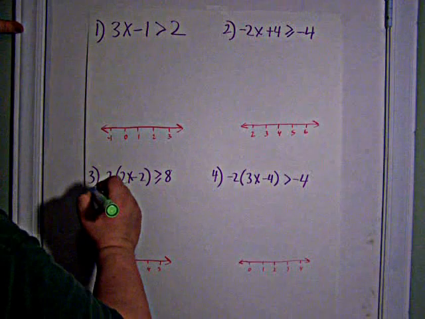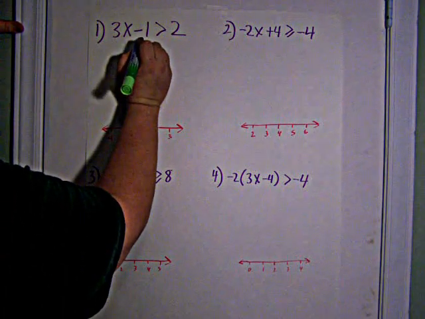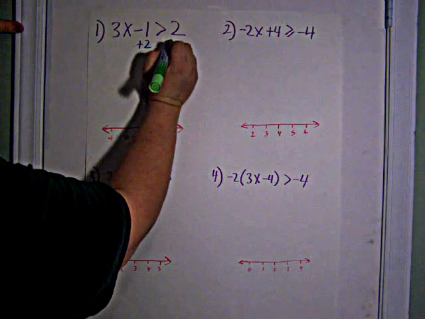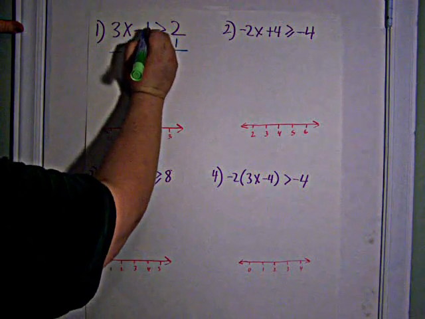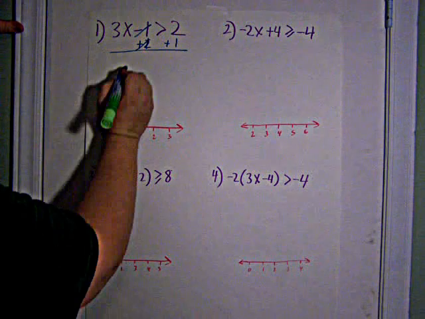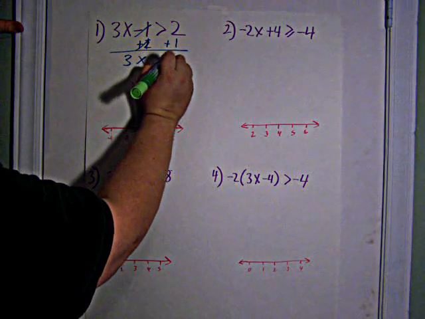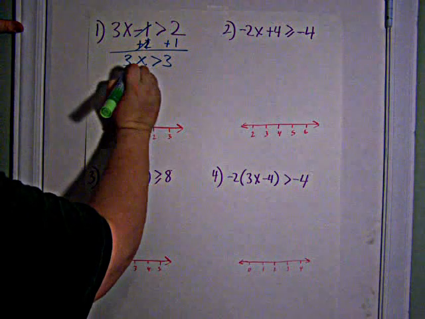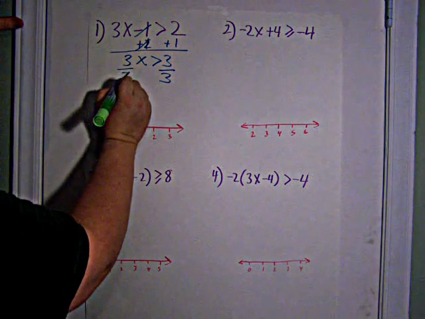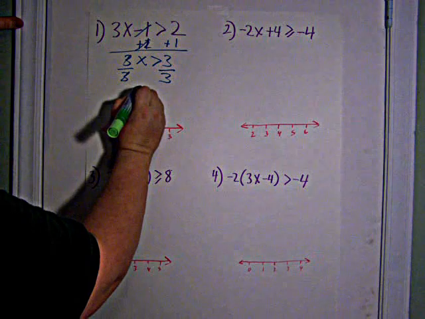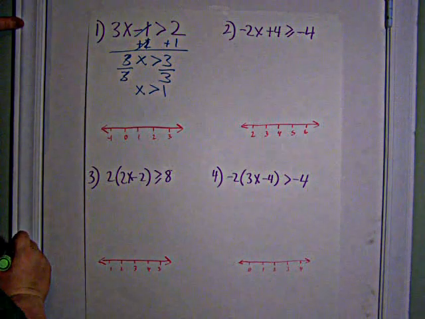The first one, we have to isolate our variable. First step is to add 1 to each side. 1's cancel. We get 3x is greater than 3. We divide by 3 to get x by itself. These 3's cancel. X is greater than 1.